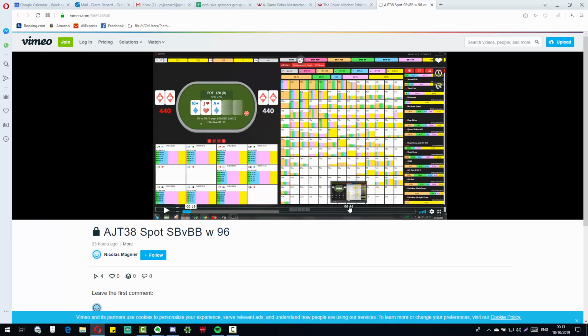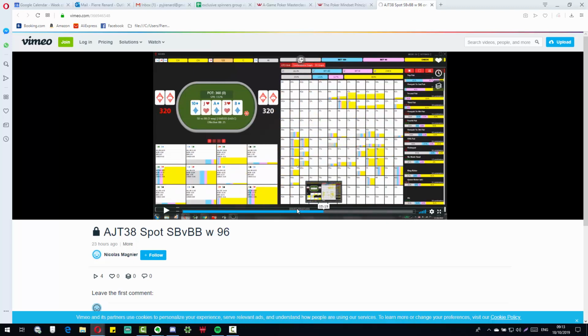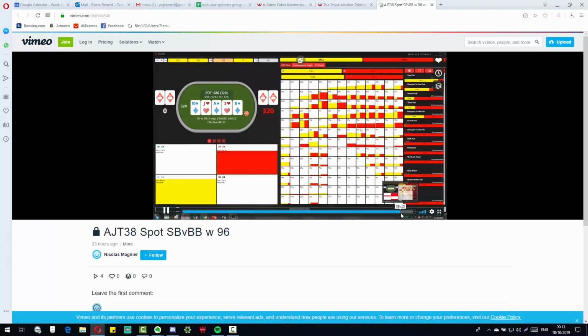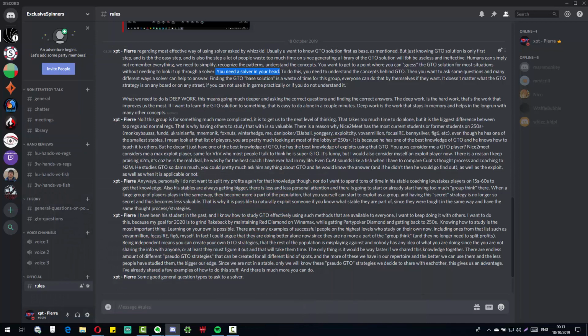My solver in my head is telling me that as played, given the population reads, jamming on the river here with a delayed barrel is going to be plus EV. That's what my solver in my head is telling me. And yes, I know it's against GTO, but GTO didn't take into account everything else. If you went into PioSOLVER or Simple Postflop and put in the same parameters that my solver in my head is putting in, it would come to the same solution.